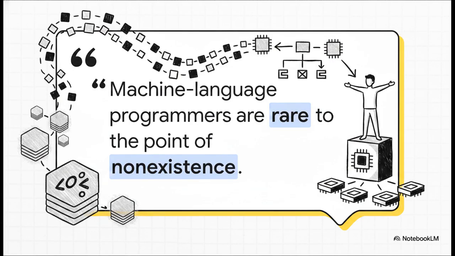Which brings us to a really fascinating reality from our source material. Machine language programmers are rare to the point of non-existence. Honestly, while these raw, binary machine instructions are the absolute bedrock of all computing, almost no human actually writes code at this microscopic level anymore. High-level languages compile down into this format for us. We're all just standing on the shoulders of the instruction set.